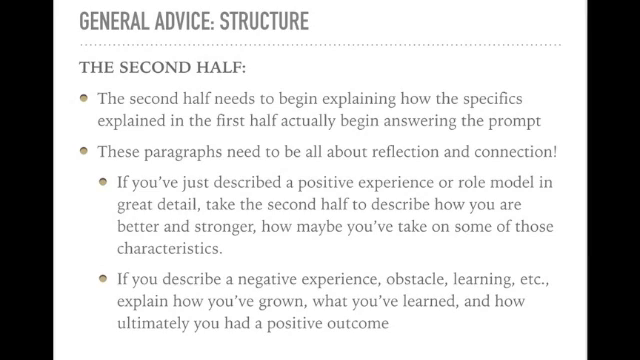For example, here are two examples. If you've just described a positive experience or role model in great detail, take the second half to describe how you are better and stronger. How maybe you've taken on some of those characteristics. So you zoomed in, now you're zooming out. Part of that zooming out is figuring out a reflection and connection. Also, if you describe a negative experience, obstacle, learning, etc., explain how you've grown, what you've learned, and how ultimately you had a positive outcome. That's also going to help you reflect and figure out how the details you described in the beginning are going to explain some of the larger ideas.